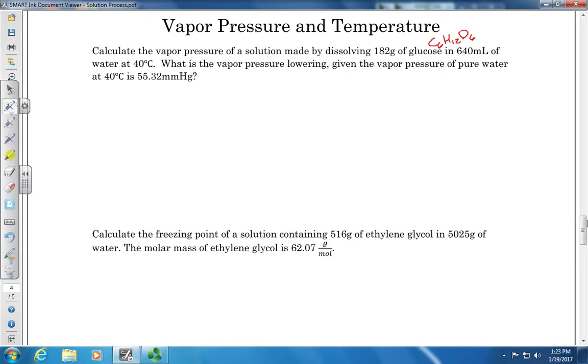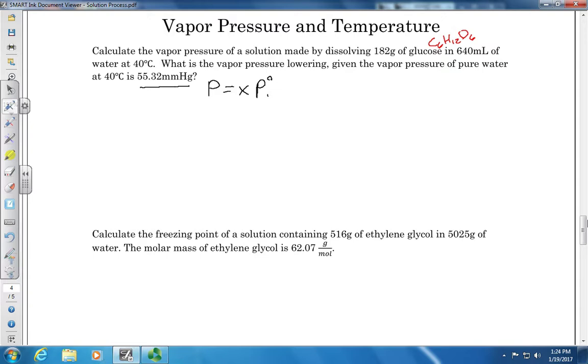fit that formula. So the proper formula is delta P, the vapor pressure lowering, is equal to X, which is your mole fraction, times P naught sub 1. And for this, we already have our P naught sub 1, which is 55.32 millimeters of mercury. What we need to find is our mole fraction.